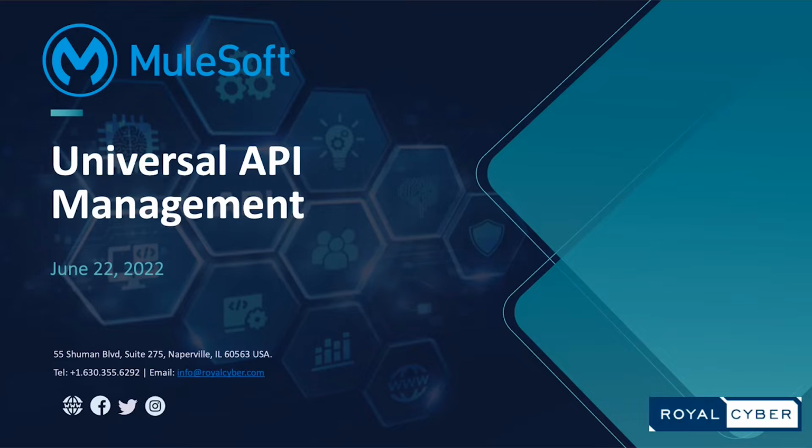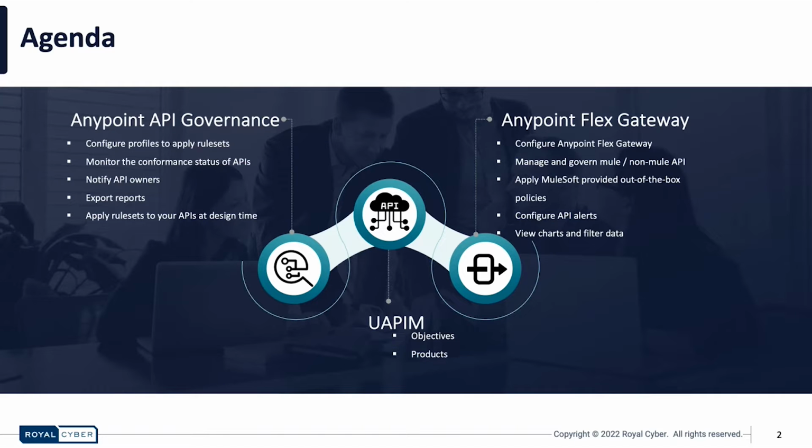Now, let's have a quick glance at the agenda today. We will talk about Universal API Management, which is fairly a new topic, along with its capabilities and a few of its products, Anypoint API Governance and Anypoint Flex Gateway, along with its feature sets.